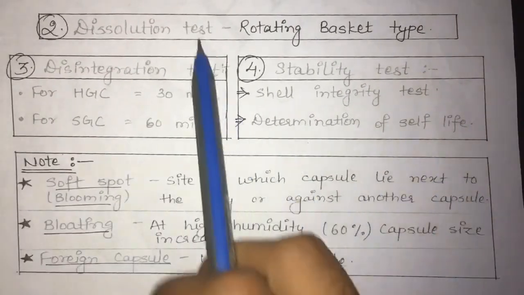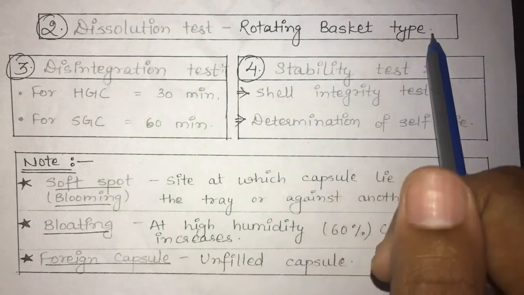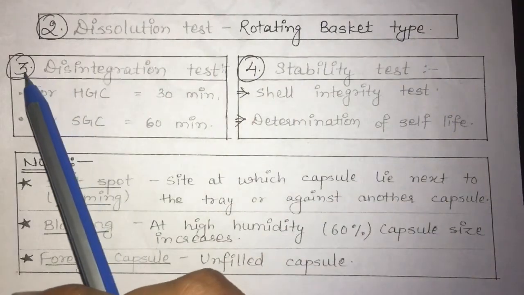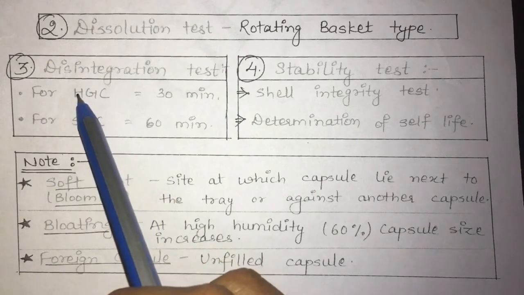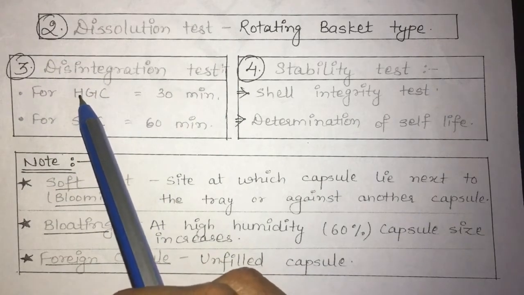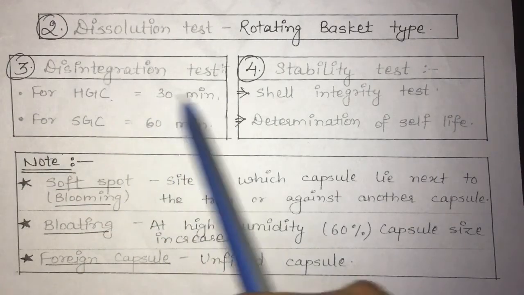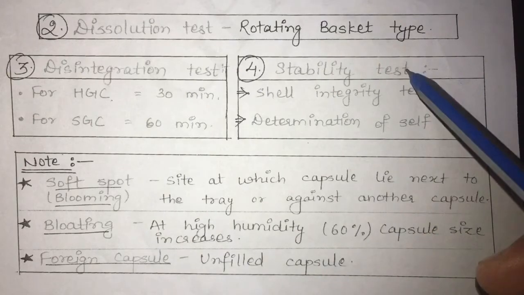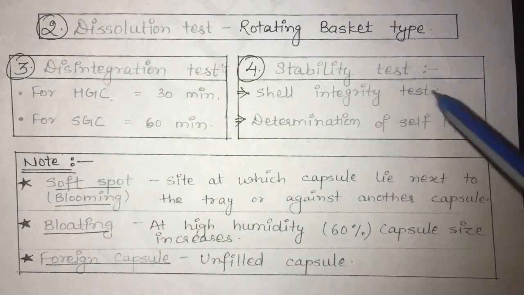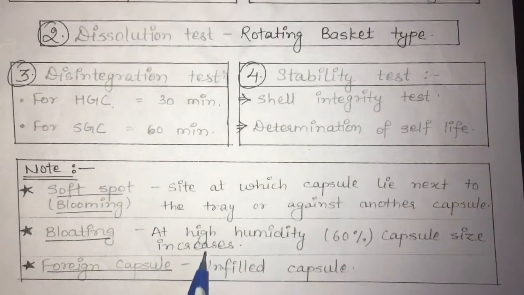Second is the dissolution test, which uses the rotating basket type. Now third is the disintegration test. For hard gelatin capsules it is 30 minutes. For soft gelatin capsules it is 60 minutes. Now fourth is the stability test, cell integrity test, and determination of shelf life.